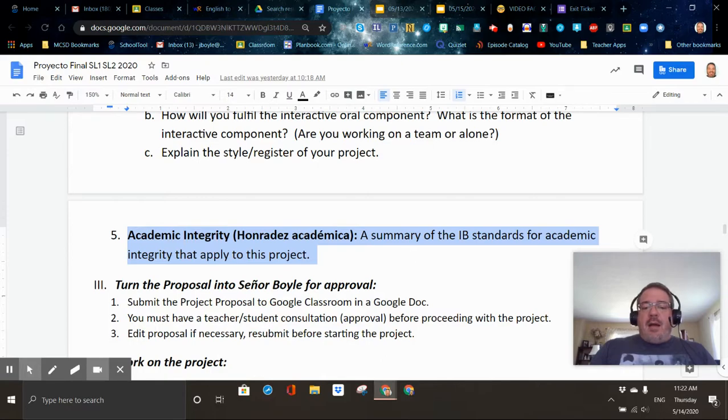Some people are going on and on about things, and you don't really need to. Get to the point. The proposal is not supposed to be real long. It's not supposed to be all of your thoughts. It's supposed to be a summary of your thoughts that are concise and accurate.